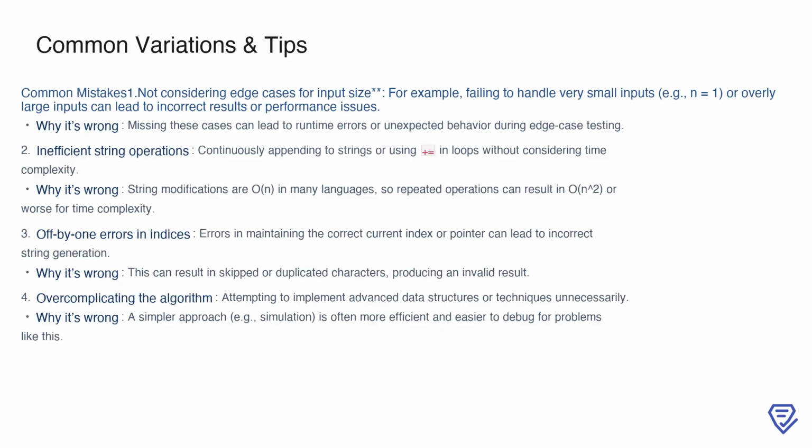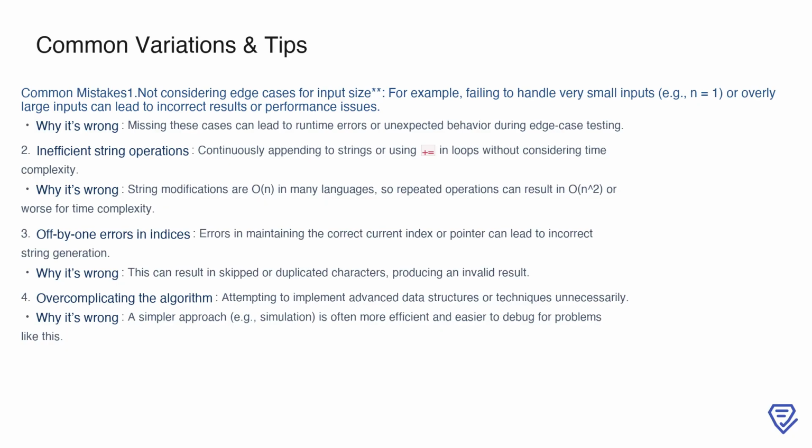First, not considering edge cases for input size can lead to serious issues. For example, if the input is extremely small, like n equals 1, or very large, your solution might fail due to runtime errors or incorrect outputs. It's critical to test these edge cases to ensure your code behaves as expected. Another common mistake involves inefficient string operations, such as repeatedly appending to strings or using the plus equals operator in a loop. Since string operations are O(n) in many languages, doing this repeatedly can result in an O(n) squared time complexity, which may not scale well.